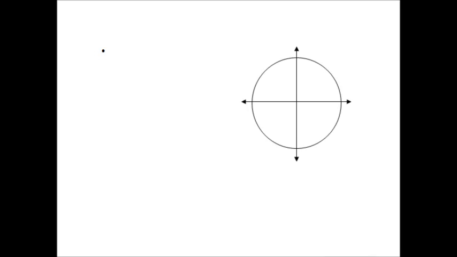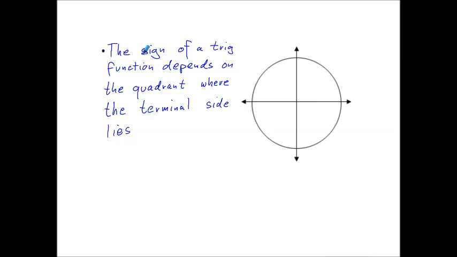Now let's talk about how we can determine the sign of a trig function. And I mean the sign, not the sine. What? The sign of a trig function depends on the quadrant where the terminal side of the angle lies. And there's a nice way to remember it, a nice mnemonic.